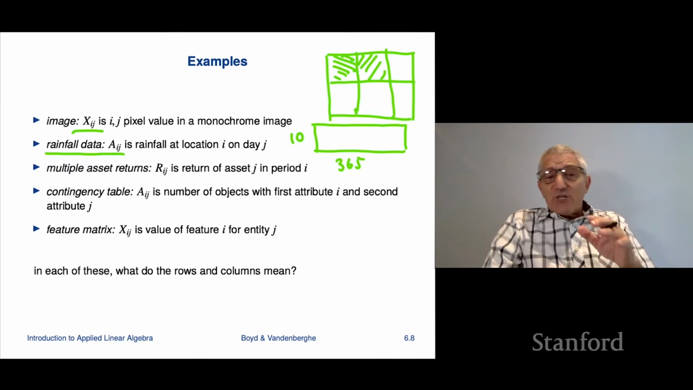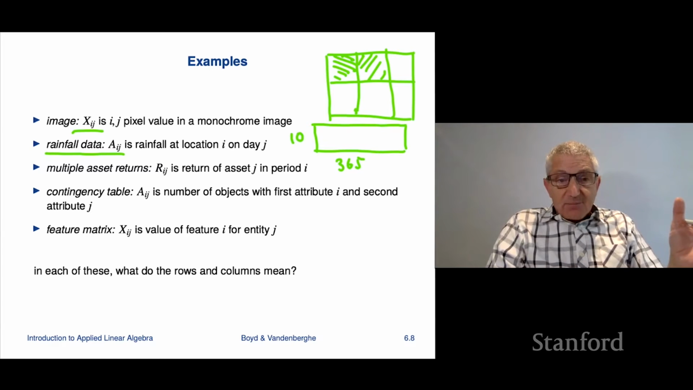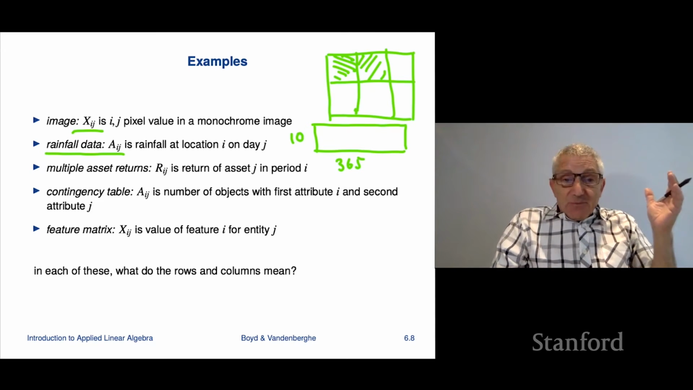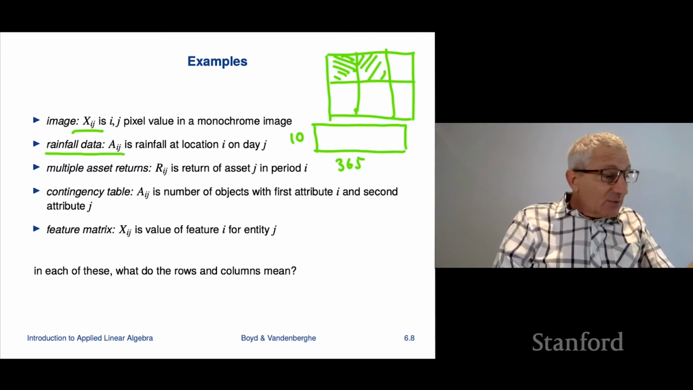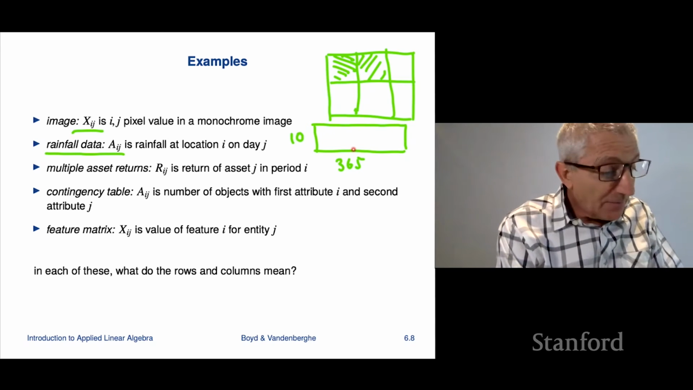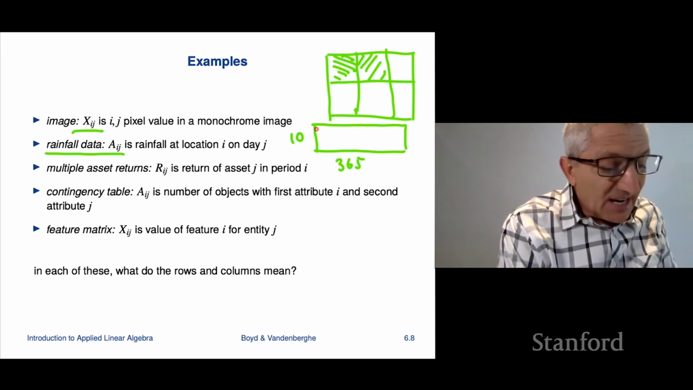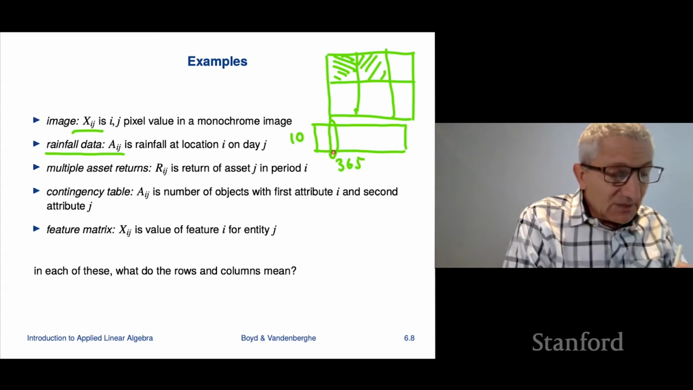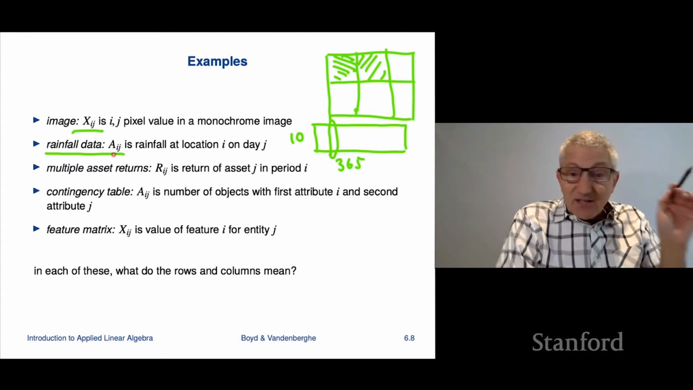And now what's interesting is whenever you see a matrix like this in some practical setting, you should immediately ask yourself, what do the rows and columns mean? It's not a big deal, but it just means you should be thinking about it. So let's see what this means in this case. Let's talk about a column. Let's look at the 17th column of this matrix A, the rainfall matrix.